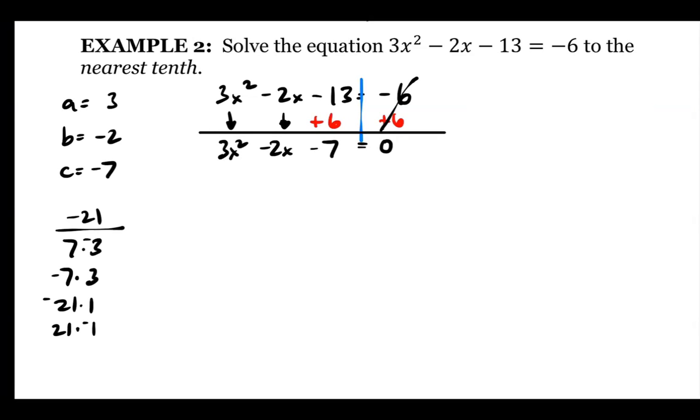Do any of those add up to be B, -2? No, right? No, they don't. Is there anything I forgot? Is there anything else that multiplies to be -21? There's not. This is when factoring doesn't work. So what do we say? We say it's not factorable. We can still solve it, but this is not factorable, because there's not two numbers that multiply to be -21 and add up to be -2.